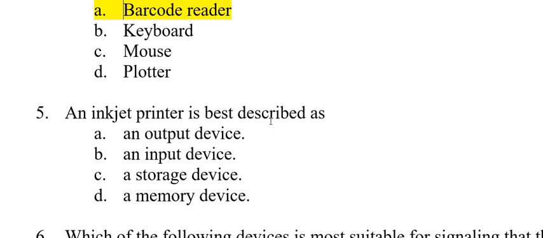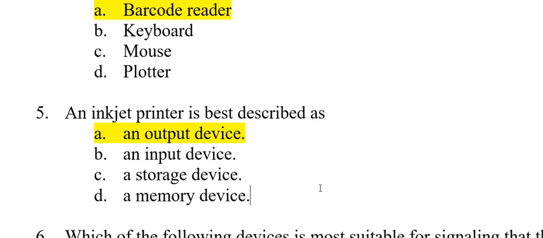Number five, an inkjet printer is best described as a memory device. No, it's not a memory. It's a printer, right? Can it be a storage device? Here, it's an output. No. An inkjet printer, okay, is an output device. Okay.